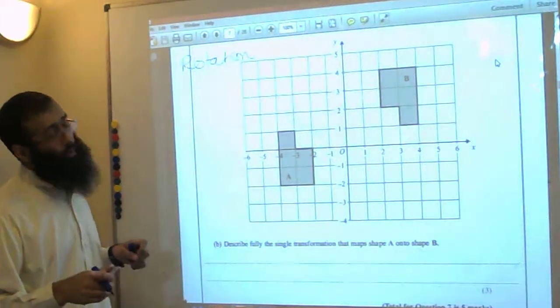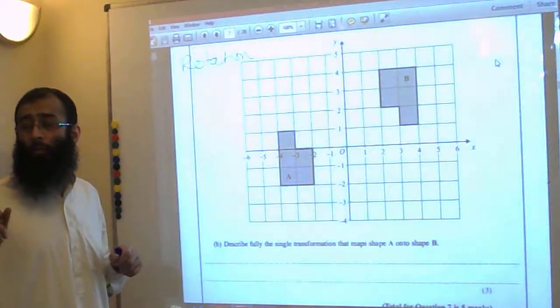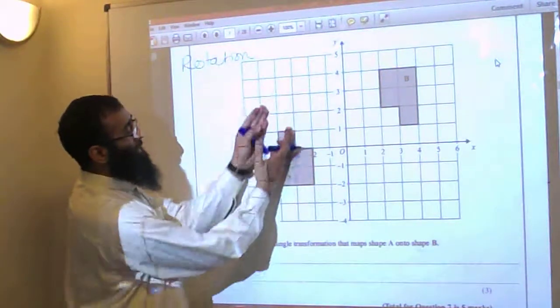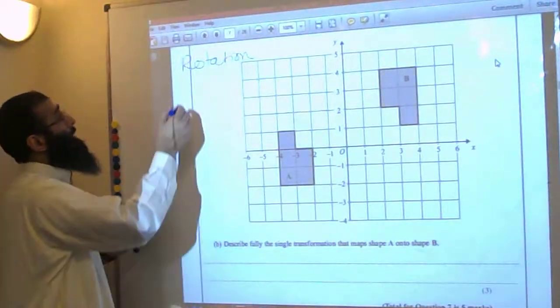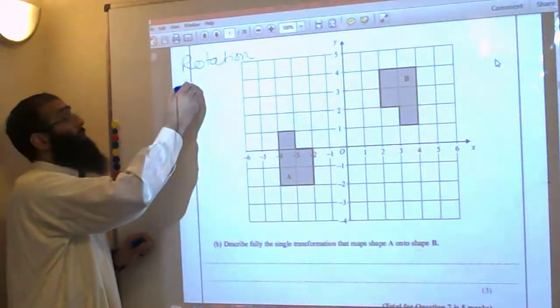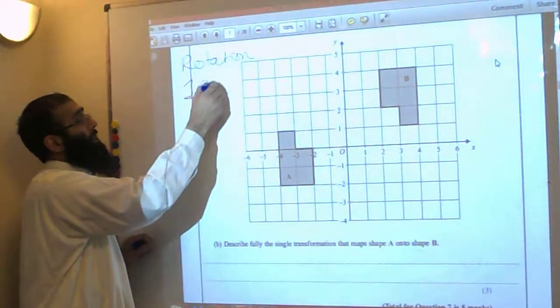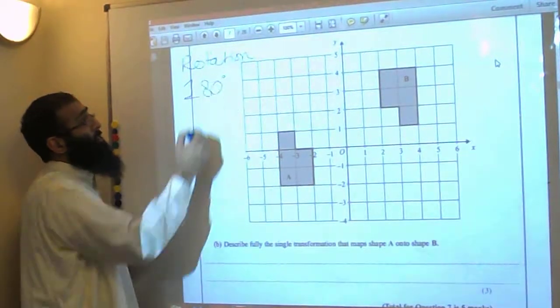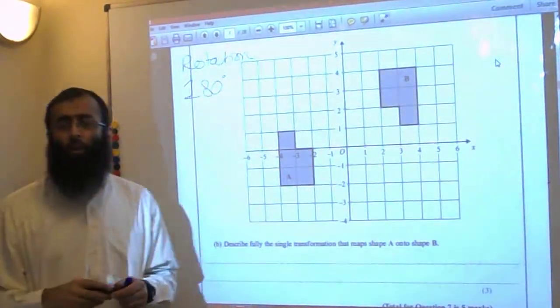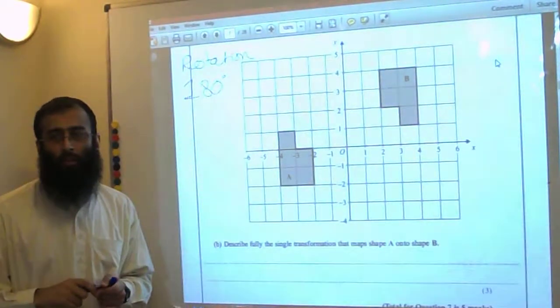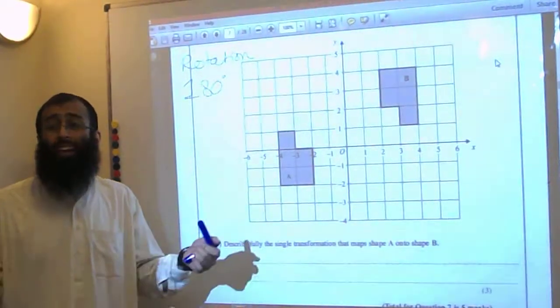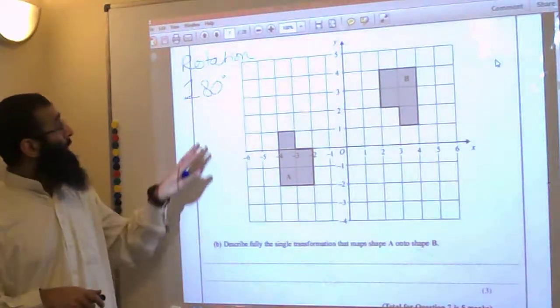So what does that look like to you, Ifra? It looks like, because this part's facing up, now it's facing down. So it's gone through how many degrees to turn? 180. Excellent, well done. 180 degrees. Now, because it's gone through 180 degrees, we don't need to write clockwise or anti-clockwise because it doesn't make any difference. 180 is a half a turn. You could even write down a half a turn as well.